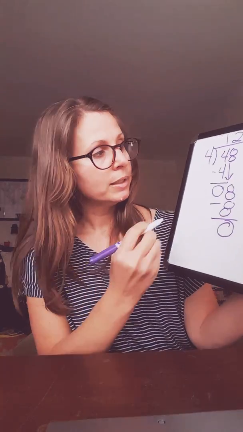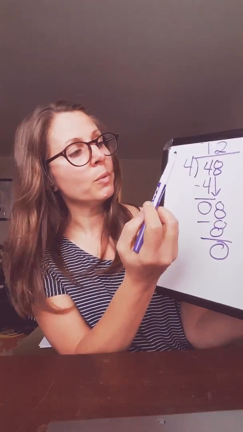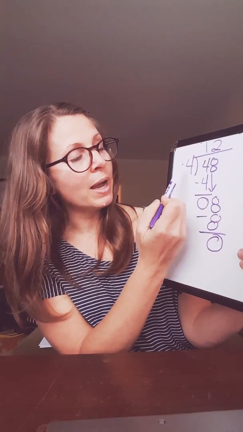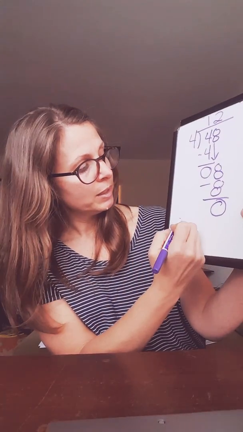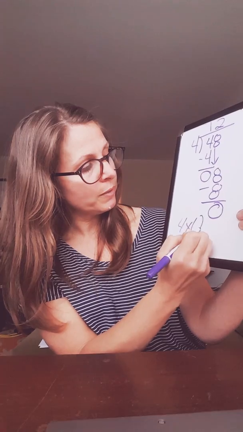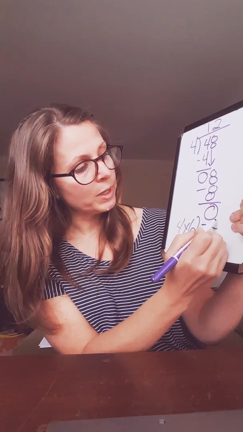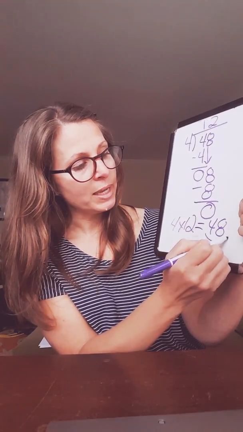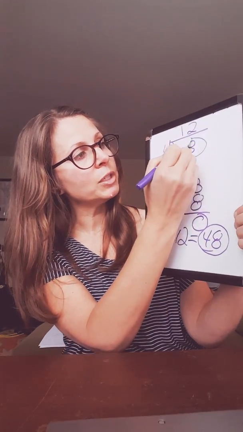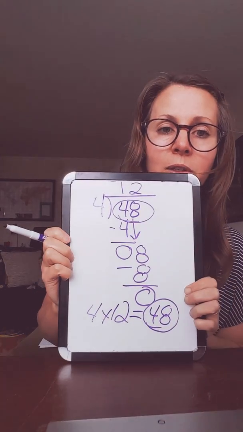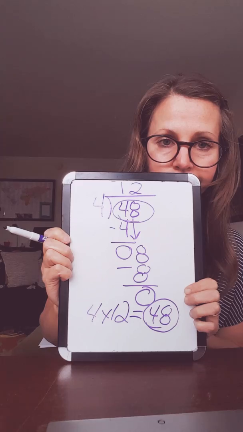How do we check it? What are we going to multiply? We're going to multiply the divisor times the quotient. So 4 times 12 equals 48. And we get the dividend, and they match. So we know our division is correct. Okay, last one we're going to do together.